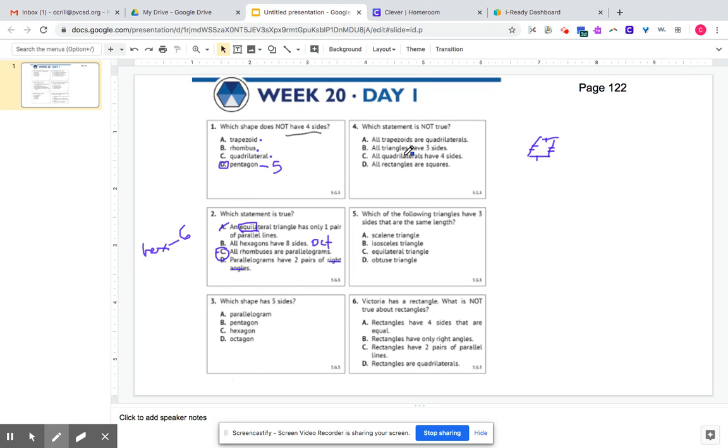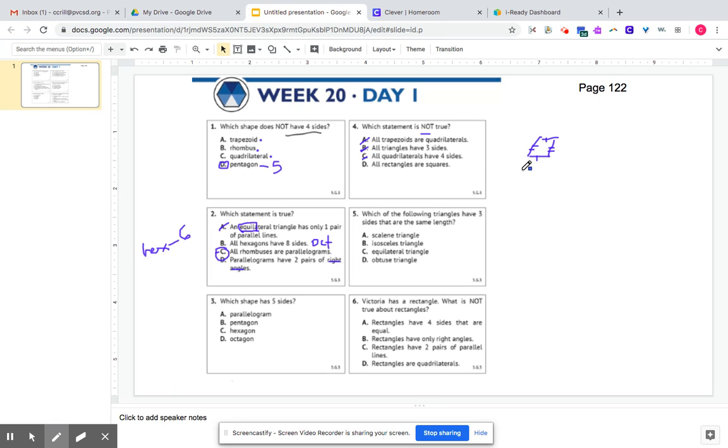Number 4, which statement is not true? All trapezoids are quadrilaterals. Well, trapezoids are quadrilaterals. They have 4 sides, so that's true. All triangles have 3 sides. I think you learned that back in kindergarten, that triangles have 3 sides, so that's a true statement. All quadrilaterals have 4 sides. That is a true statement, so I'm going to cross that out.